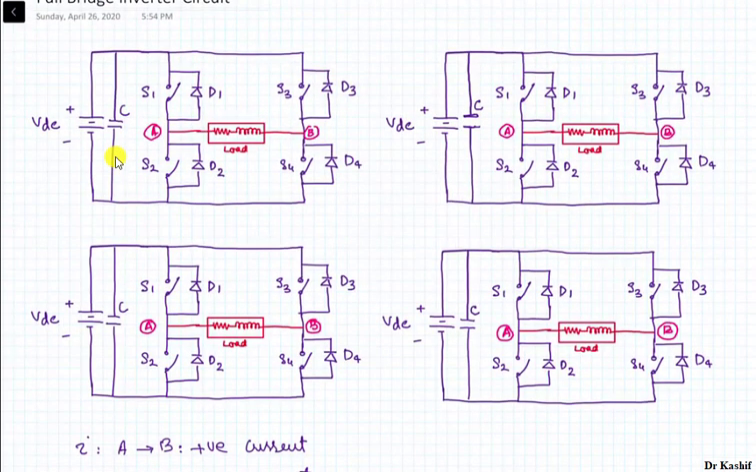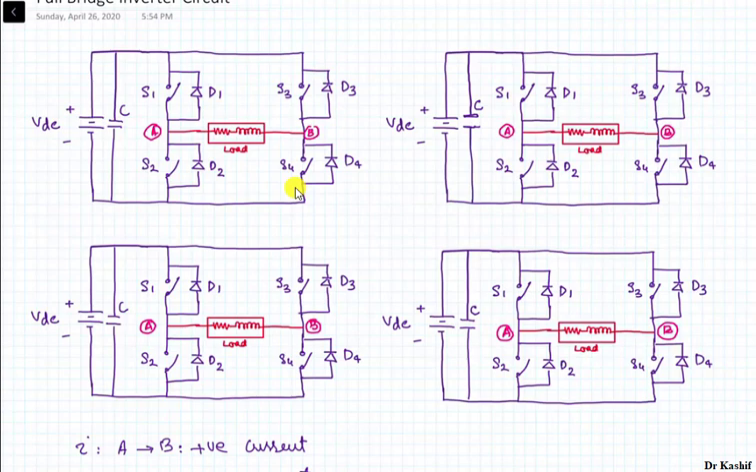Okay, now there are 4 switches, so we can turn them on and off, and we can develop a certain output voltage waveform as per our requirement. But there are certain precautions. Switches S1 and S2 cannot be turned on together at the same time, because they will short circuit your DC supply. Similarly, switches S3 and S4 cannot be turned on together, otherwise your supply will be short circuited.